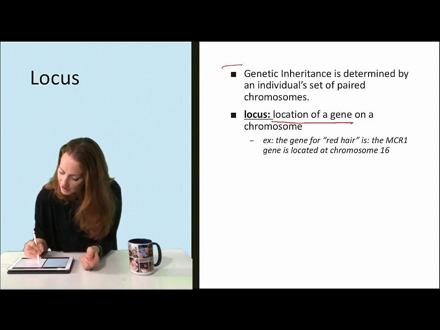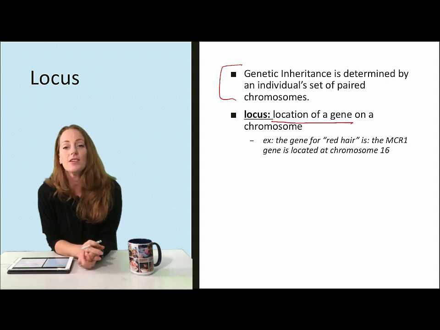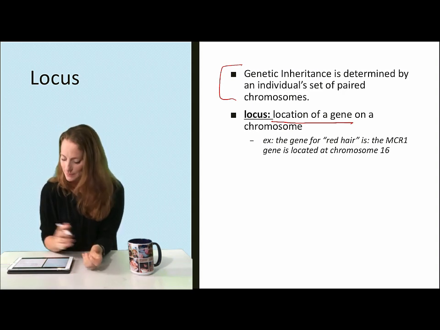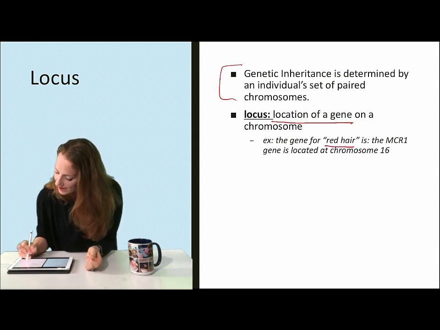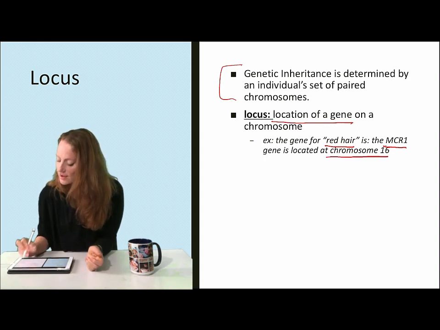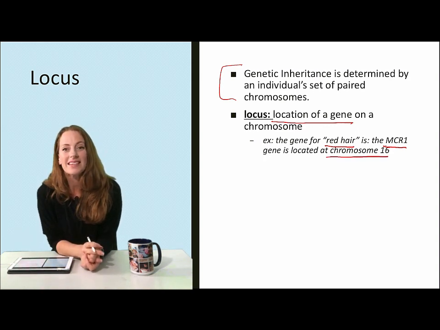Remember that genetic inheritance is determined by an individual's set of paired chromosomes, and then we're going to look on each chromosome for that gene at a particular site or locus. For example, we talked about red hair. I know I love to talk about red hair, so this is an easy one. So the gene for red hair is the MC1R gene located at chromosome 16.